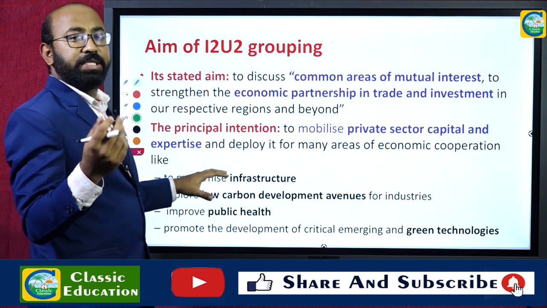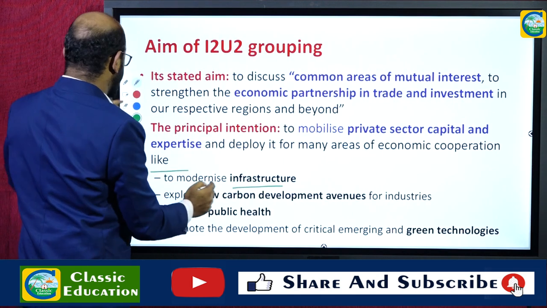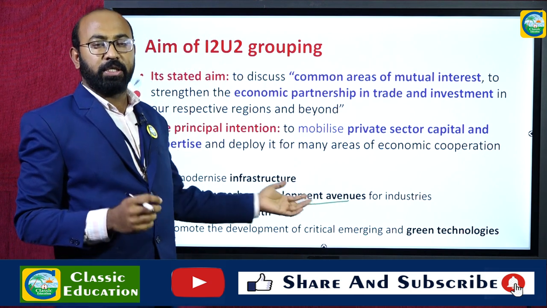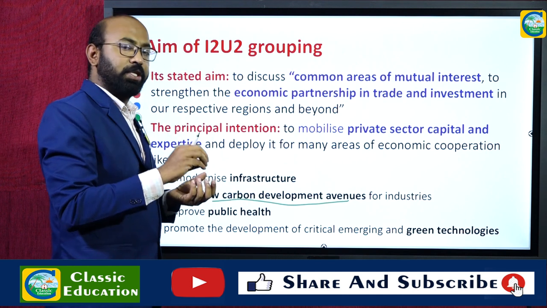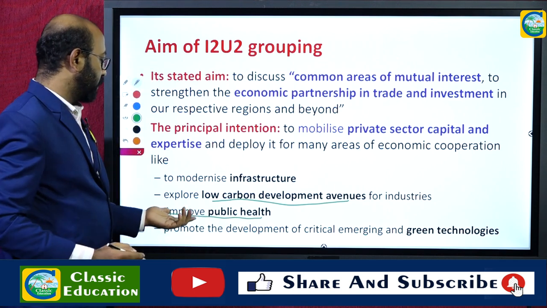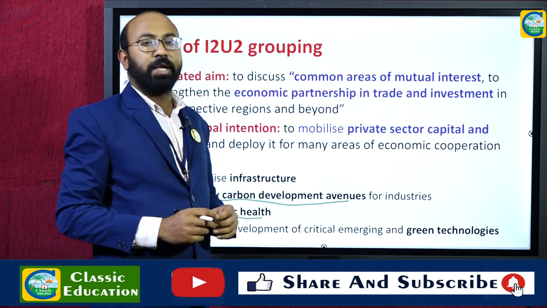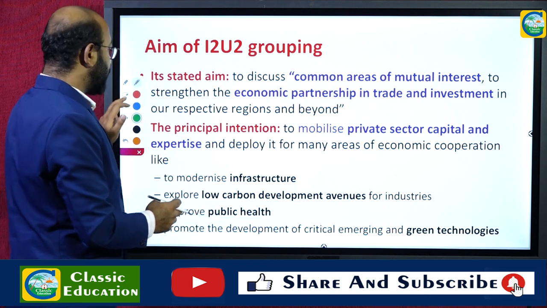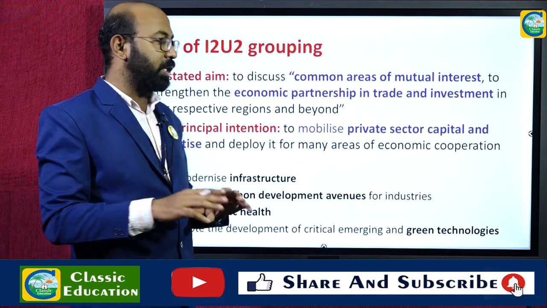So what are the various areas of economic cooperation? They are infrastructure development, low carbon development, and avenues for industries. Yes, they want to establish eco-friendly industries, that means industries which emit low carbon dioxide, improving public health, and promoting the development of critical emerging and green technologies. That means if you look into these areas of economic cooperation, majorly they are aimed at issues related to climate change as well as development.